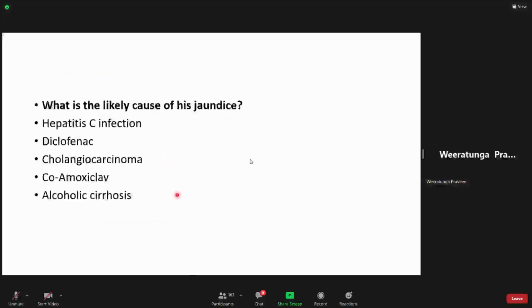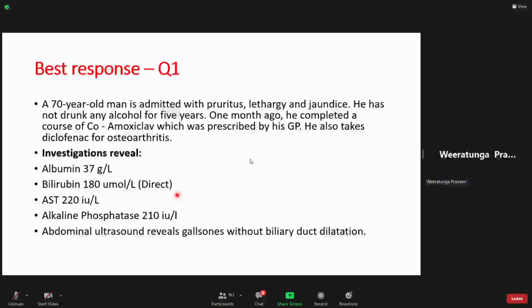I assume that you have put this as co-amoxiclav induced drug. This is drug induced cholestasis. Right? And remember, sometimes it can come a month later, which is slightly unusual. It doesn't have to come while taking co-amoxiclav. Sometimes it can be delayed by 4 weeks to 6 weeks from onset.